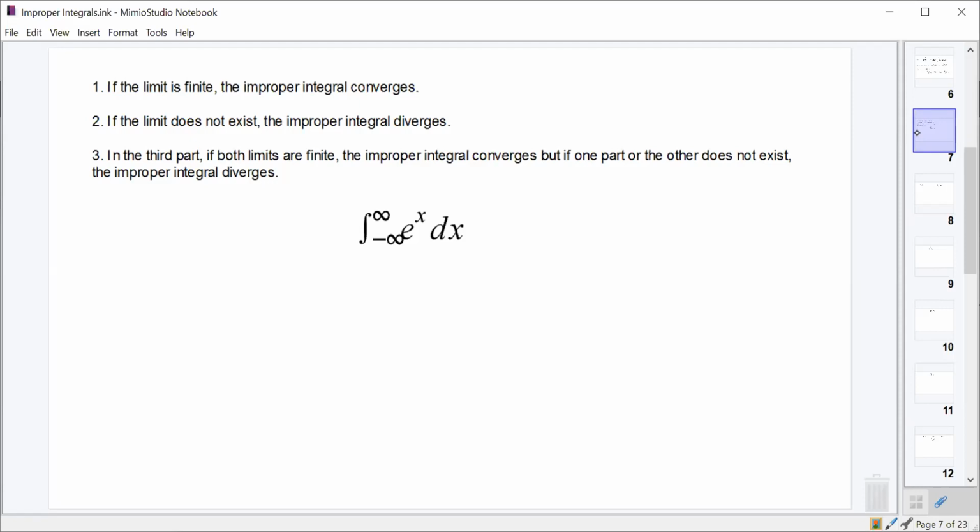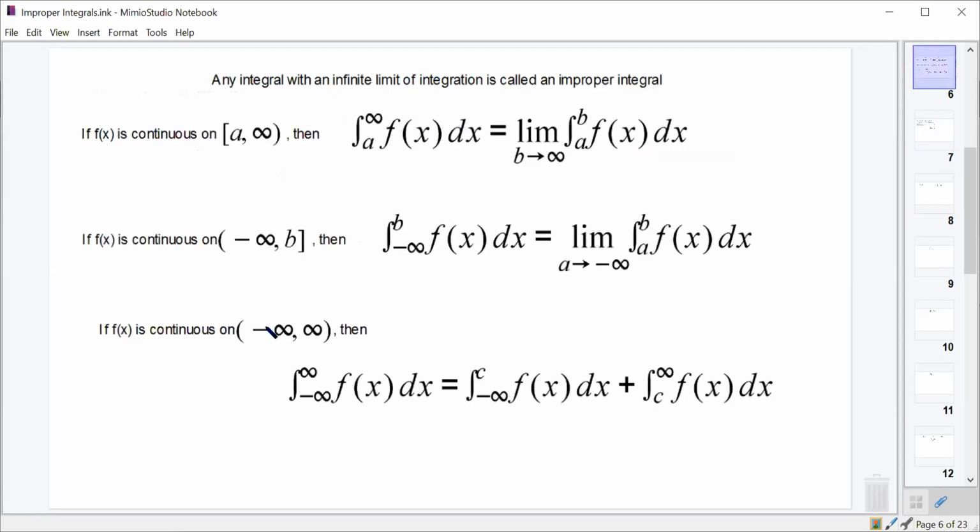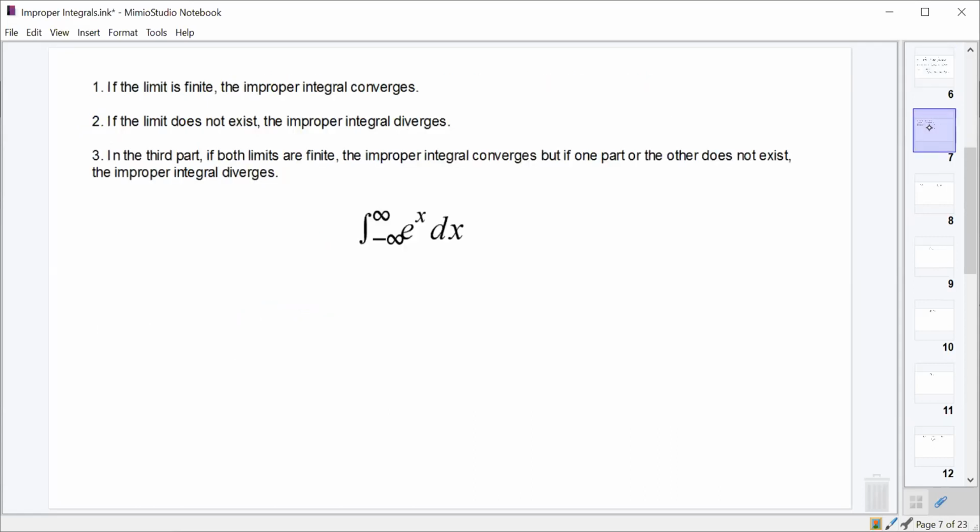Okay? And for the third case, where we're doing negative infinity to infinity, if both of the limits are finite, then we say the improper integral converges. But if one part or the other doesn't exist for the limit, then we say that that improper integral diverges. And so diverges just means that the amount of area underneath this thing is infinite. Converges means that there's a finite amount of area underneath this curve.